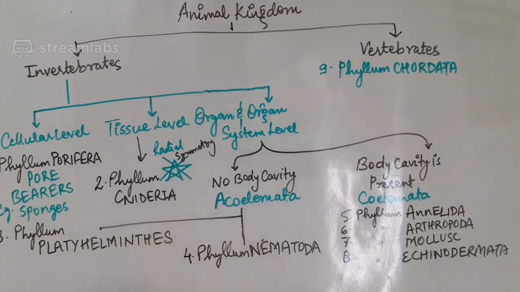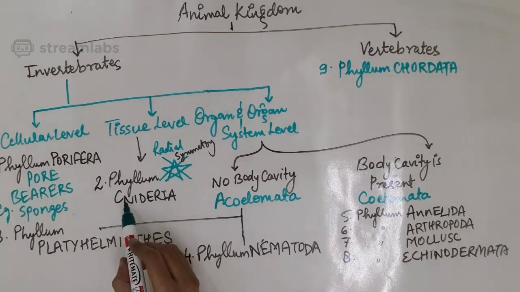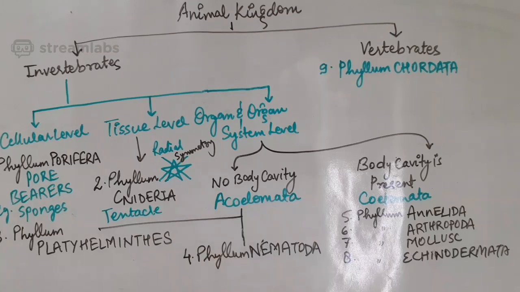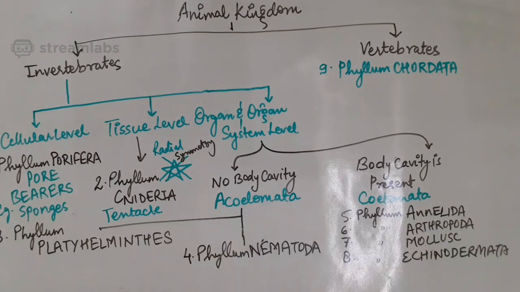These have tentacles on their body. Tentacles are the locomotory organ and also used for catching prey. Prey and predator. Prey means shikar, predator means shikari. So tentacles are present on their body for motion and also for capturing the food particle or the food animal.